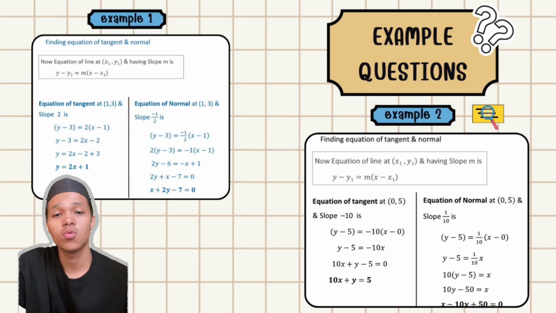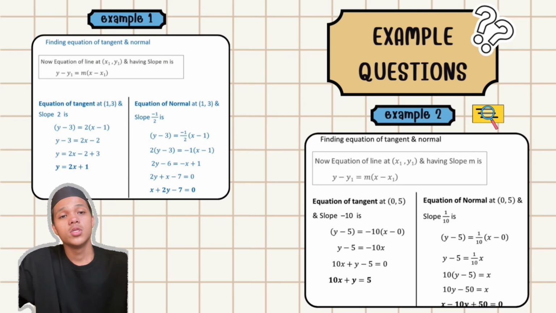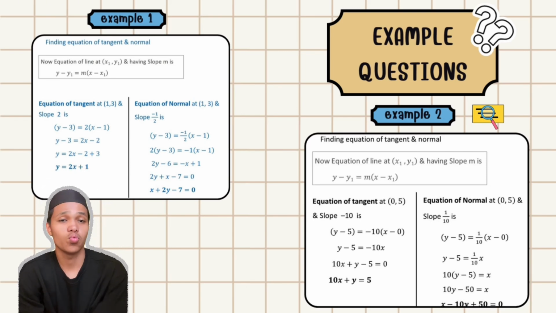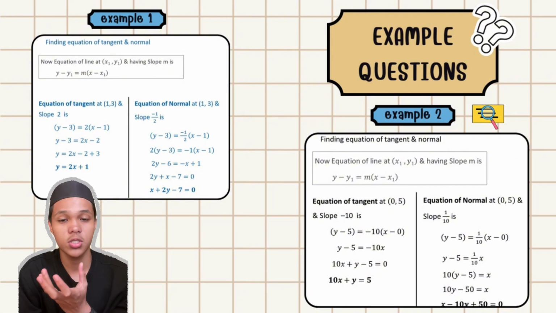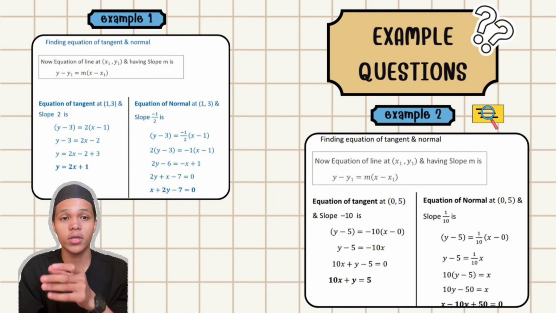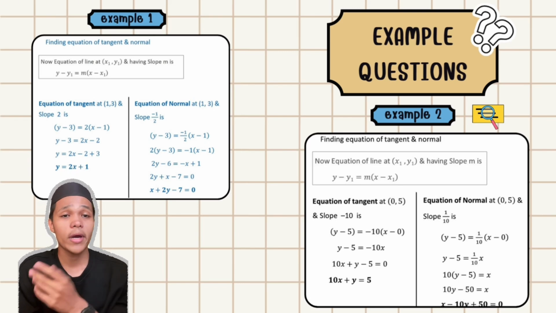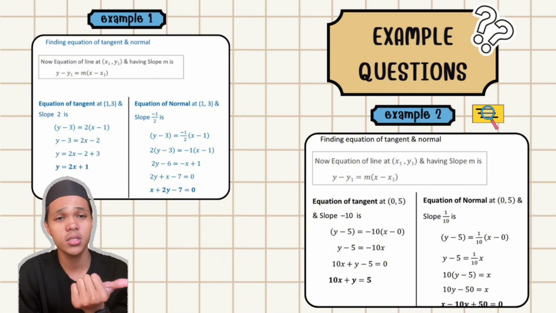When the question is to find the equation, you automatically remember the formula y minus y1 equals m(x minus x1). For the equation of tangent, we have point (1, 3) and slope 2. Slope is the gradient actually. When you remember the formula, it is easy to solve the questions. You have the point and you also have the gradient.